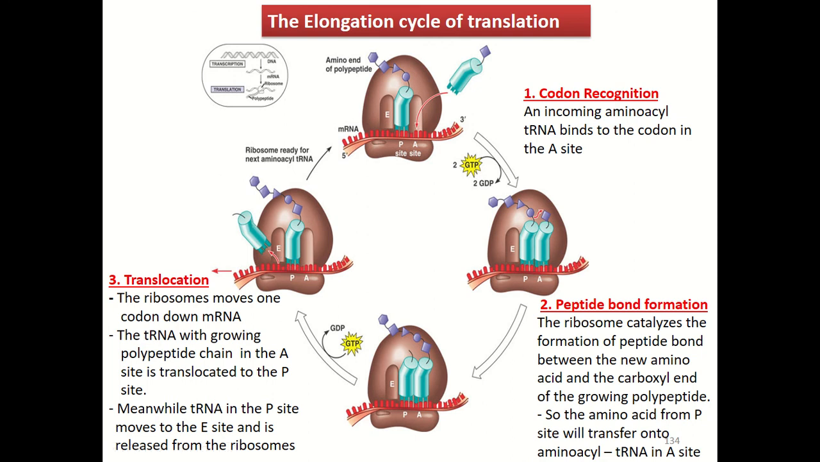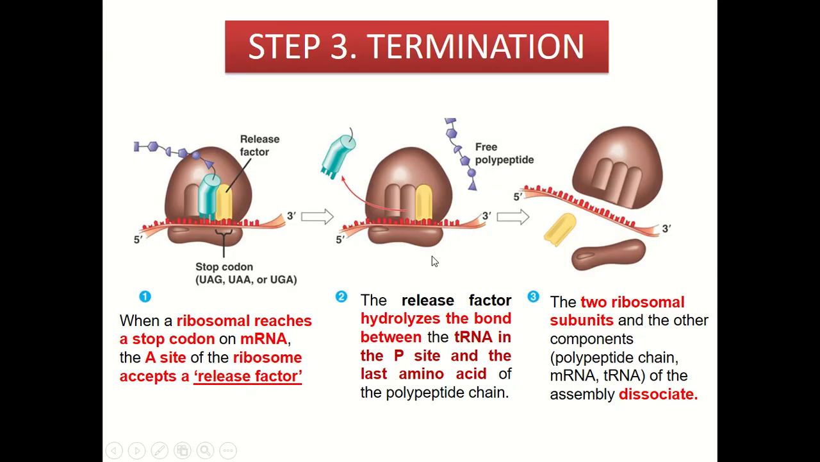And then the process will continue again and again until it reaches the termination phase. Okay, so now the termination phase, the last step in translation. So when the ribosome reaches a stop codon, as you can see here, remember to stop the translation we need a stop codon.